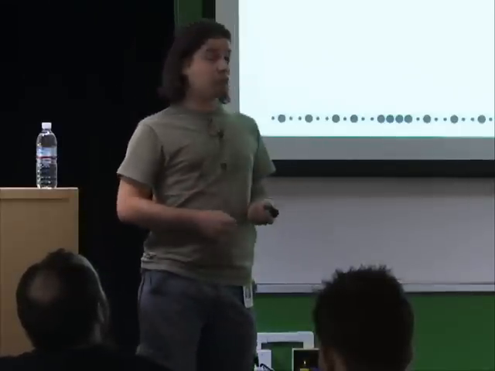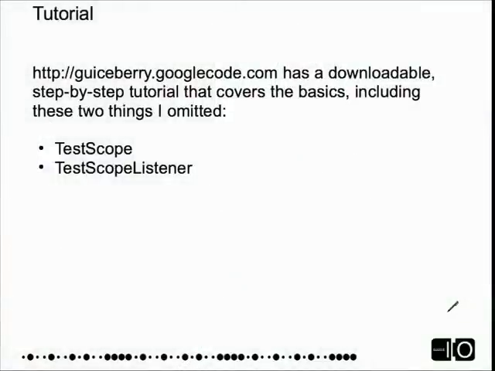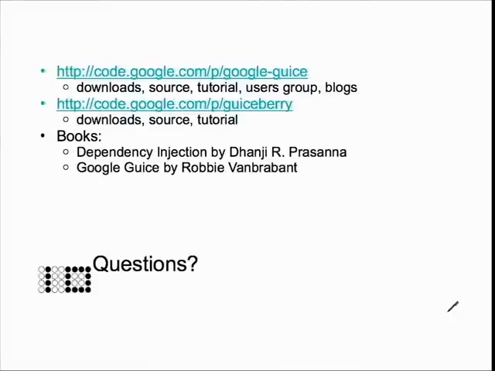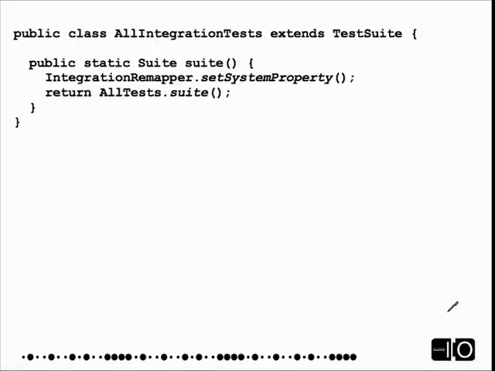So there is a tutorial in GuiceBerry, it talks about all sorts of other things, and we have a lot of time. I can briefly mention a few of the other things that it can do, like test scopes and test scope listeners, and God forbid, even controllable injections, which is very cool but very complex to explain. There's a tutorial step by step. It's all functional. You can run the tests in there, and that's pretty much it. So I'm open for questions.